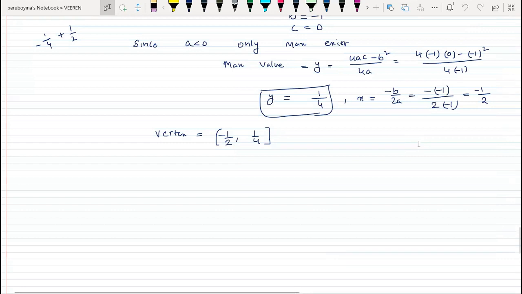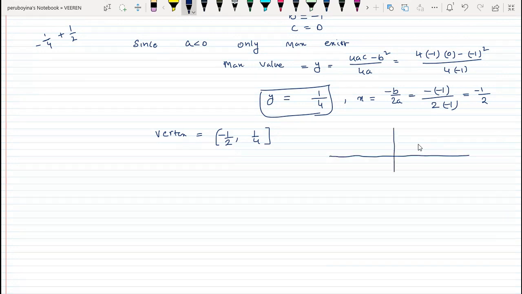And he has asked to draw the diagram also for this. So I will try to draw the graph of this question. So take x-axis and y-axis. Where does this point exist? The x value is minus 1 by 2, somewhere here, and the y value should be 1 by 4. For example, take from here. The coincident point will be the maximum point.